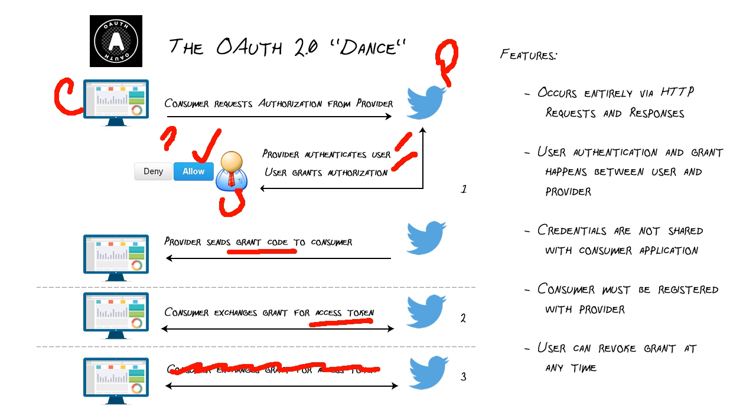Twitter is the provider, the resource controller. I'm the user, the resource owner, because those are my tweets. This is great. This is an awesome way to do things for a number of different reasons. First of all, it occurs entirely via HTTP requests and responses.